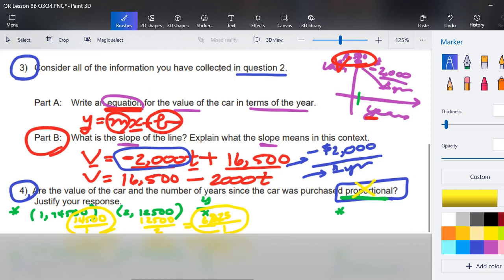This is the longer way to do it, and the faster way is, did we pass through 0? And if we did not pass through the y-axis at 0, this is not a proportion. Done.